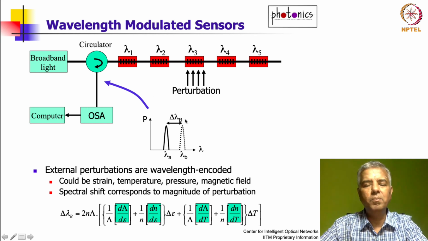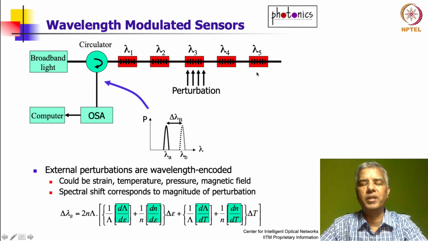So if you see some Bragg wavelength change around, let's say, green color, then you know that green is the color of the reflection at this particular point, so you know that the perturbation corresponds to this. Whereas if you encoded this location with red color, any change around the red color can be attributed to perturbation in this location and so on. So you can actually accomplish what is called quasi-distributed sensing in this case using wavelength modulated sensors.